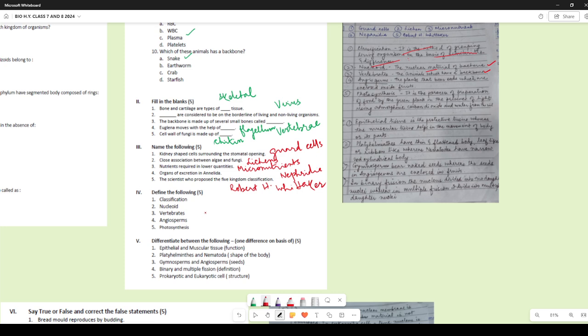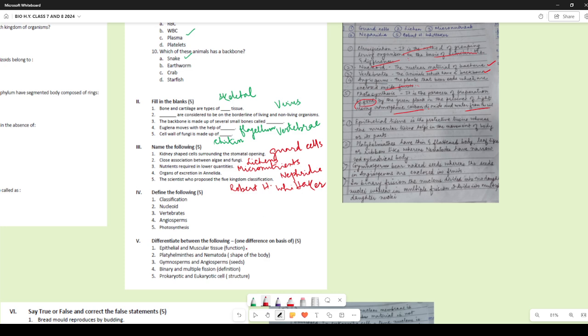What are angiosperms? The plants that bear seeds which are enclosed inside fruits. So they have closed seeds. So organisms that have closed seeds enclosed inside the fruit are classified as angiosperms. Photosynthesis. Define photosynthesis. It is the process of preparation of food by the green plants in the presence of light using atmospheric carbon dioxide and water from the soil. So they use atmospheric CO2 and water from the soil to prepare food.